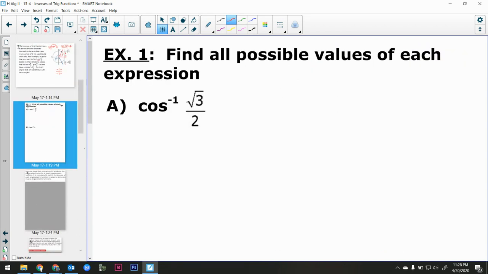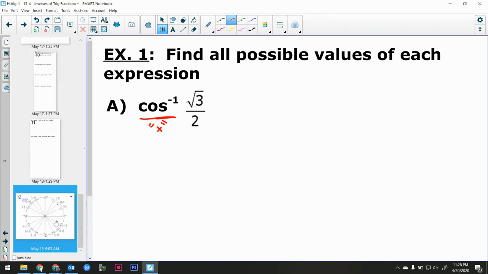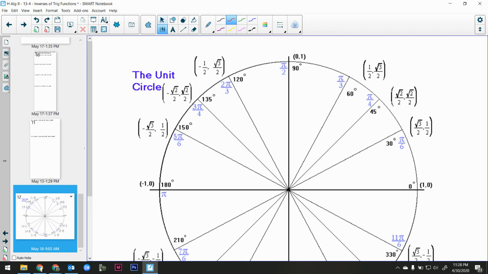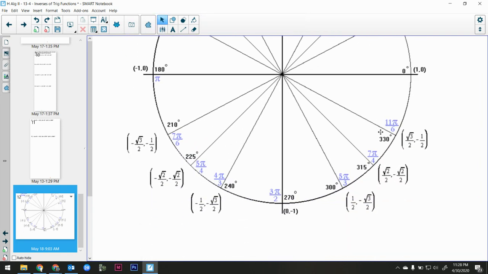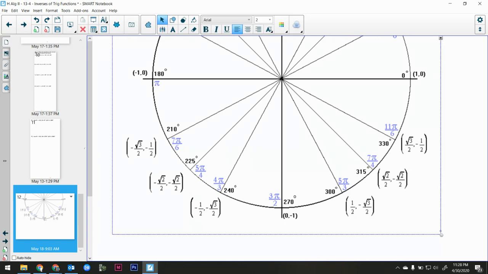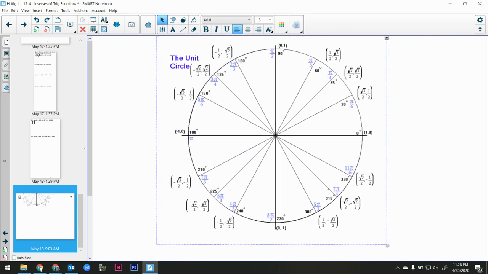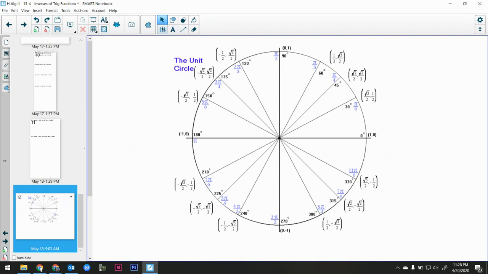So I ask you now, find an angle measure. Look at your unit circle and find the angle measure where the cosine is radical 3 over 2. So again, since this is cosine, you're looking for the x value. Find the locations where the x value is radical 3 over 2. So I'm going to go to my unit circle here, and let me actually make this a little bit smaller. Okay, there we go. Fit it all on one screen now. I'm going to find where the x value is radical 3 over 2. Okay, found it.